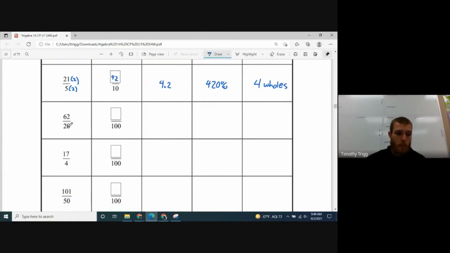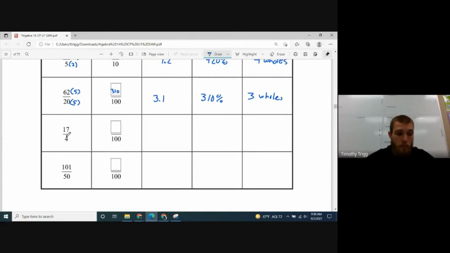What about this one? So 20 times what to get 100? Well, 20 times 5 to get 100. I multiply the numerator also by 5. Let's see what that is. 62 times 5, 310. So it's 310 out of 100. So what would that be as a decimal? Well, that would be 3.1. Move the decimal over twice to get a percentage, 310%, which is 3 wholes.